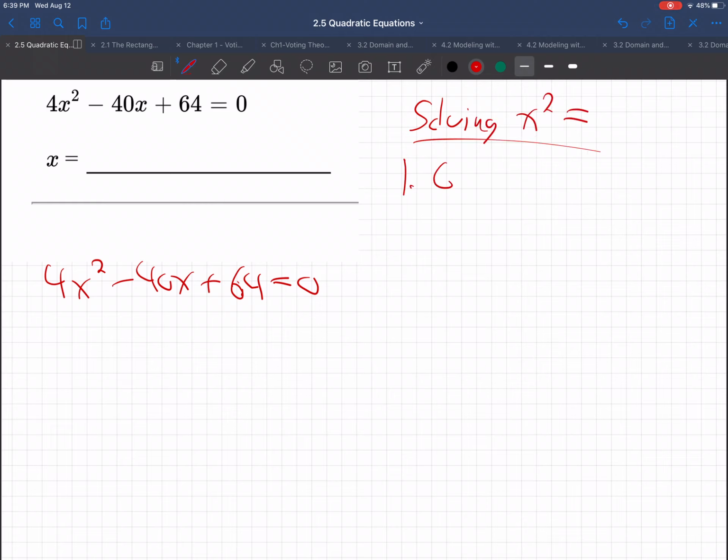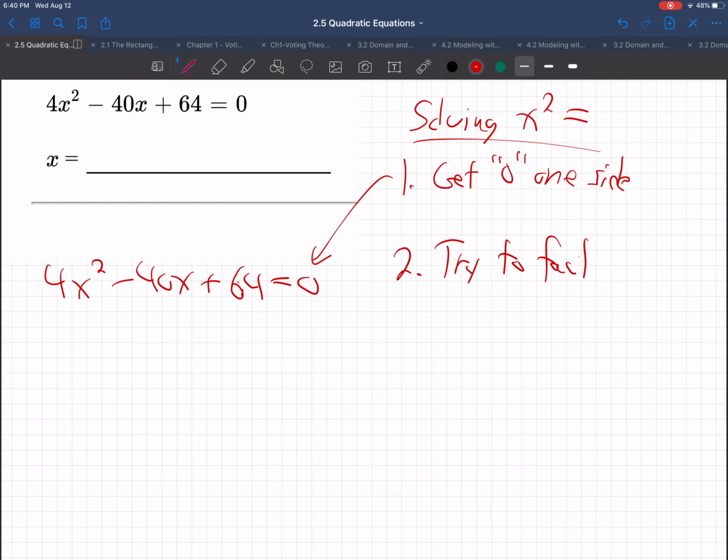Well, step one is you should get a 0 on one side, but we've already got that. In some of the problems later on in this section, you'll need to do that for yourself, but they've already got that for us. Okay, so step two is you try to factor. And I say try to factor because they don't always factor, but they often do. So here's how we factor.